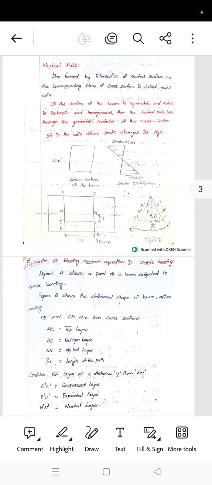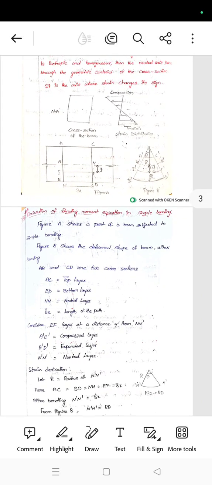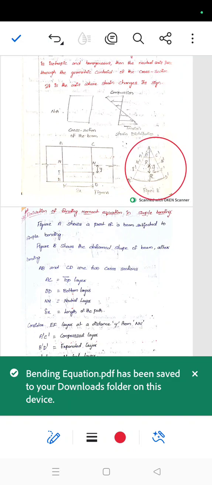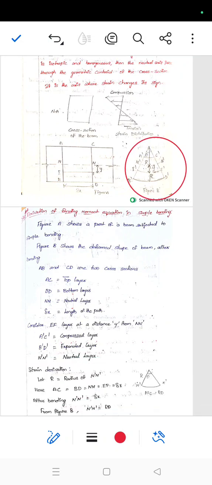Okay, so if you see figure A, it shows the part of a beam subjected to simple bending. Okay, next, figure B shows the deformed shape, after the load has been applied, how it has formed. Here AB and CD are two cross sections. AC is the top layer and BD is the bottom layer. NN is the neutral axis, and the length of AC, BD and NN is delta x. Okay, next, consider the EF layer at a distance of y from the neutral axis.